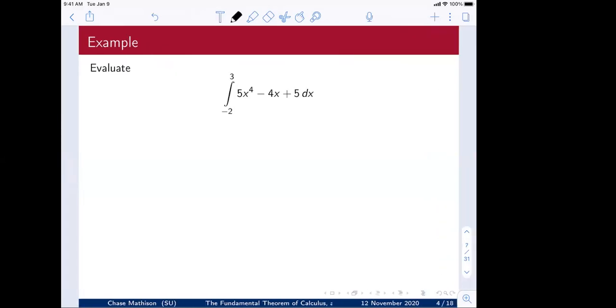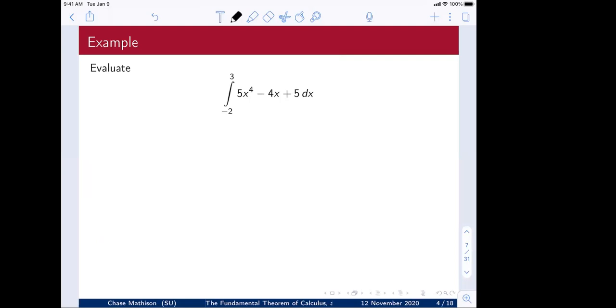So first off, here we go. We're going to find the integral from minus 2 to 3 of 5x to the fourth minus 4x plus 5. Integral from minus 2 to 3, 5x to the fourth minus 4x plus 5.